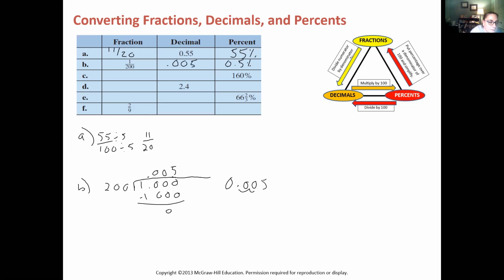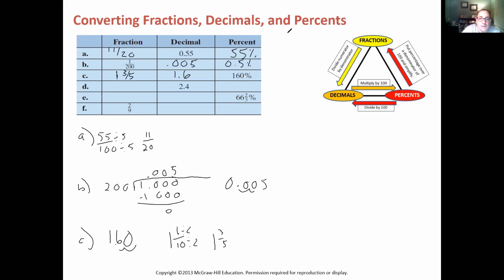All right, for C, they're giving us the percent, so we can find the decimal by going to the left. And this is like a problem we did right before this. It's 1 is the whole number, and then 6/10. And then if you reduce by 2, you get 1 and 3/5. One and 3/5.